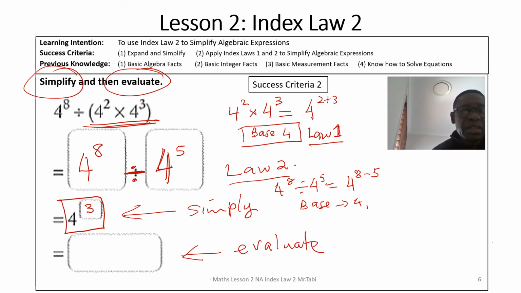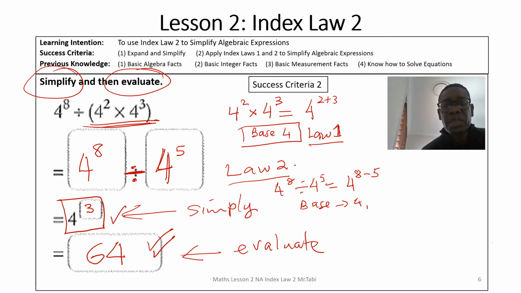Then evaluate. Remember, it's 4 times 4 times 4. 4 times 4 is 16. 16 times 4 is 64. So 64. So that was simplify, and that's evaluate. Right. Any questions? Let's discuss Google Classroom as well.